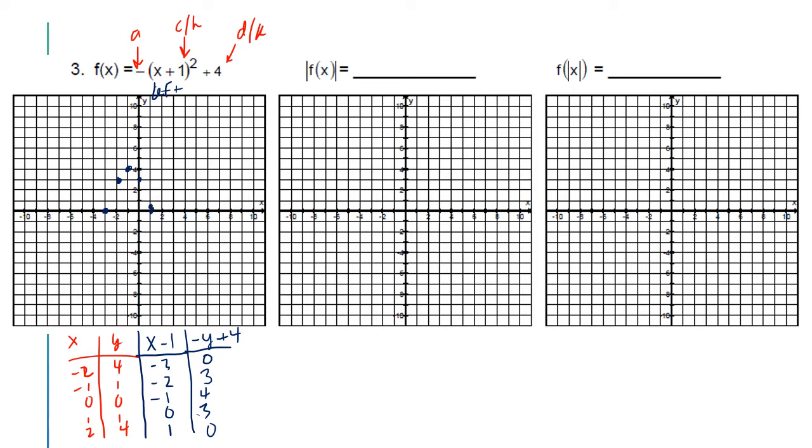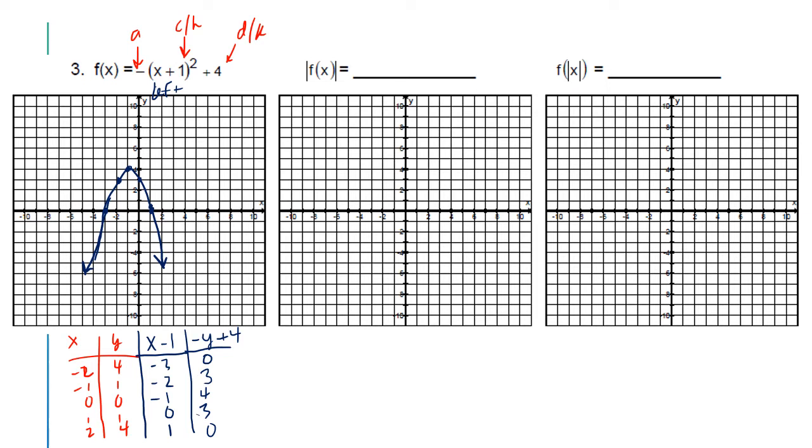So as you can see, my quadratic, and pretend that this is like the best drawing you've ever seen, it's curvy and everything. My quadratic is negative. It was reflected over the x-axis. Compared to its parent function, it was shifted to the left and shifted upward.